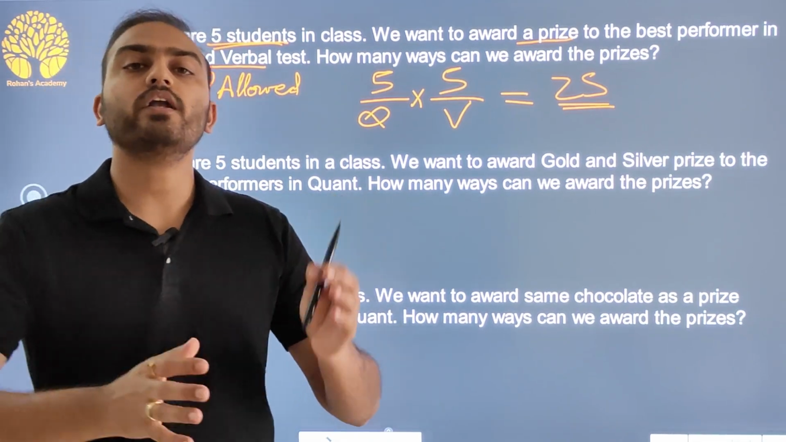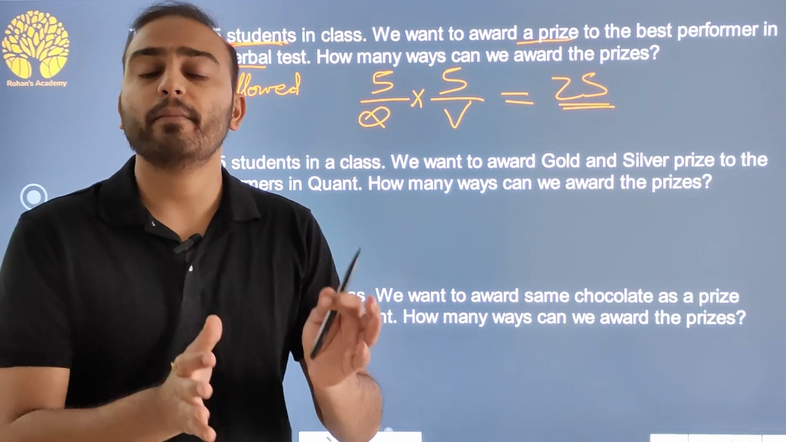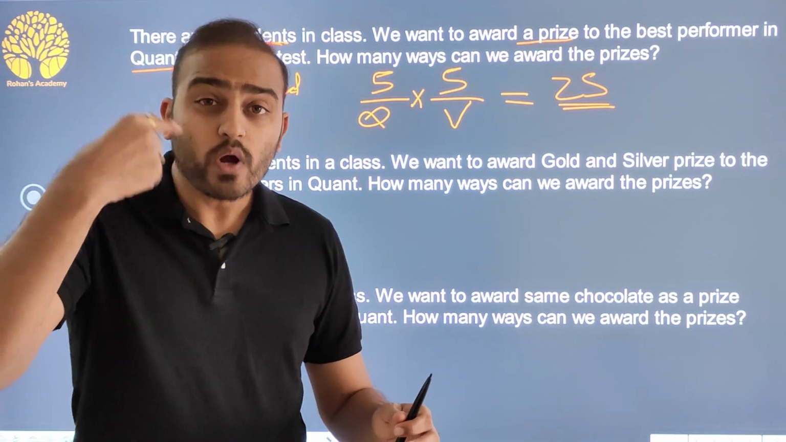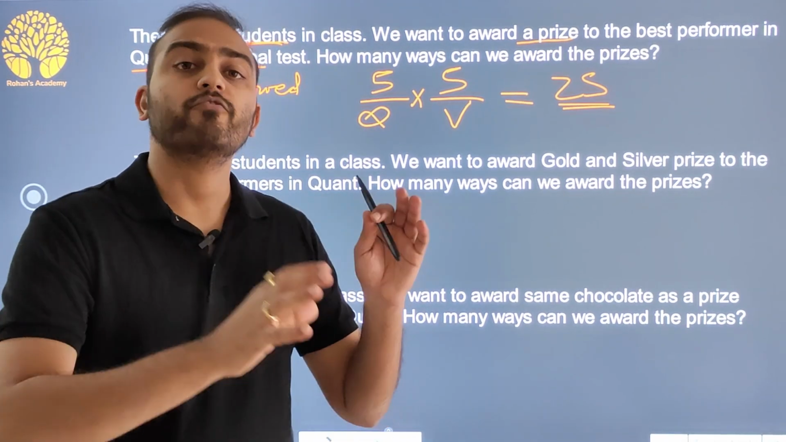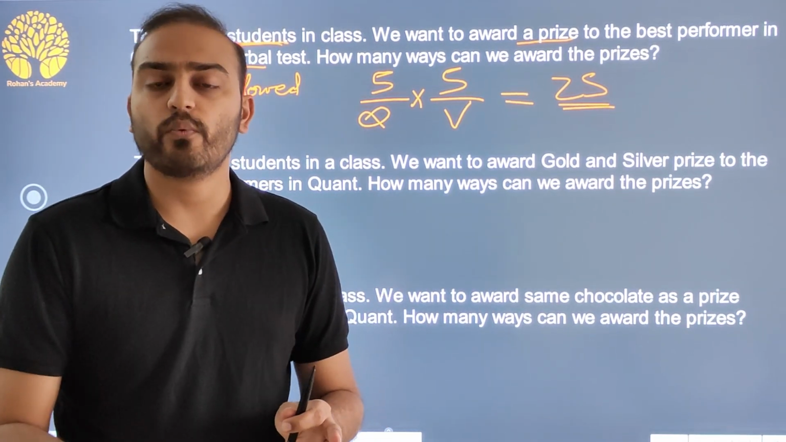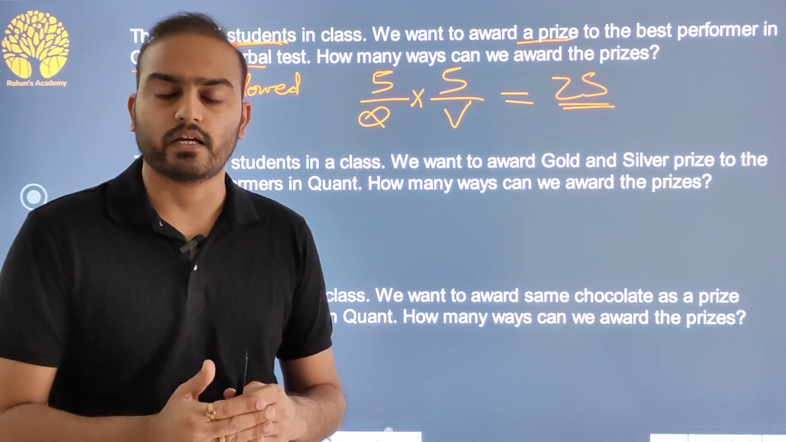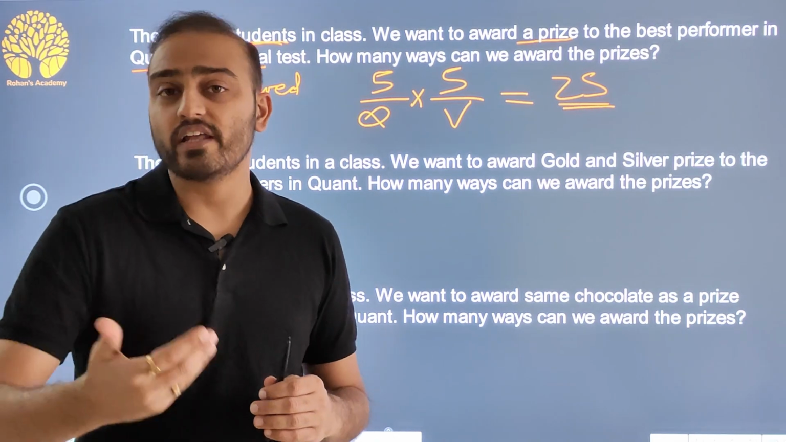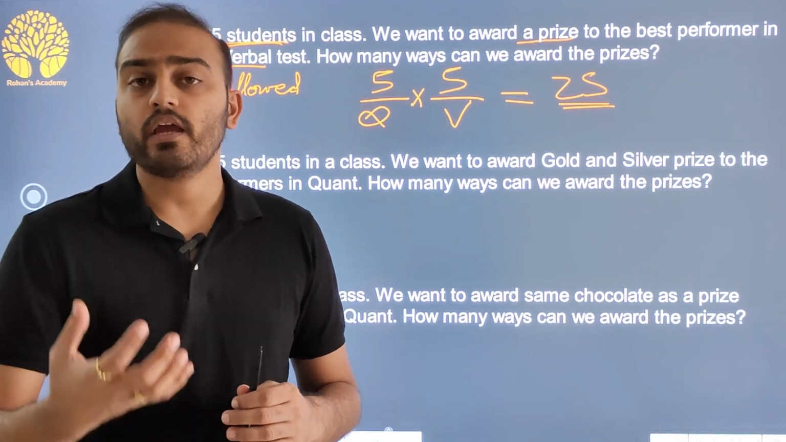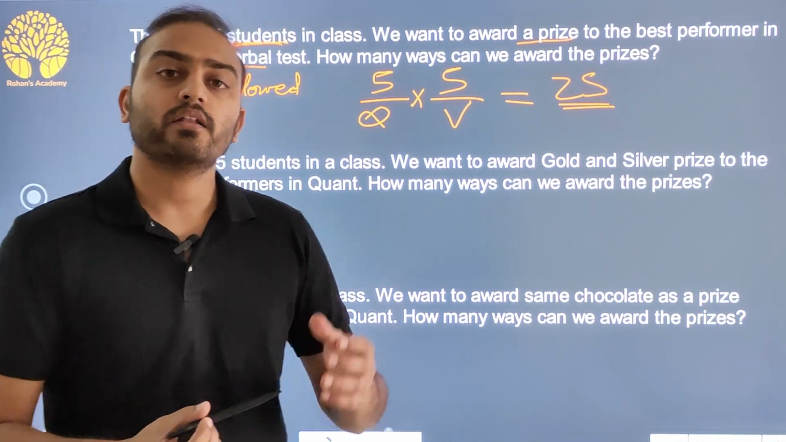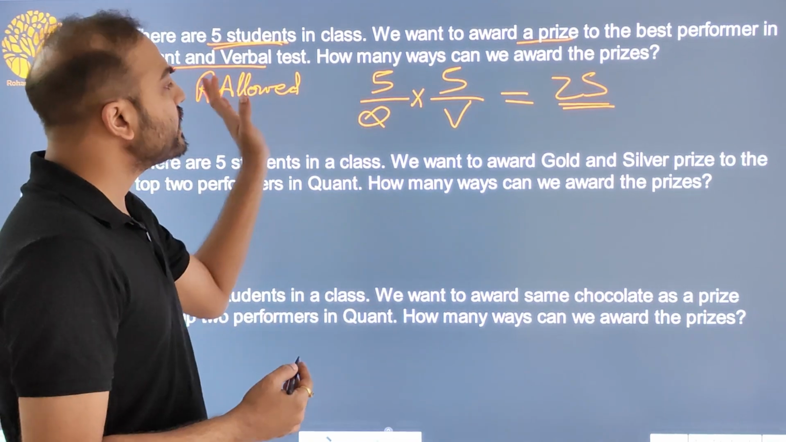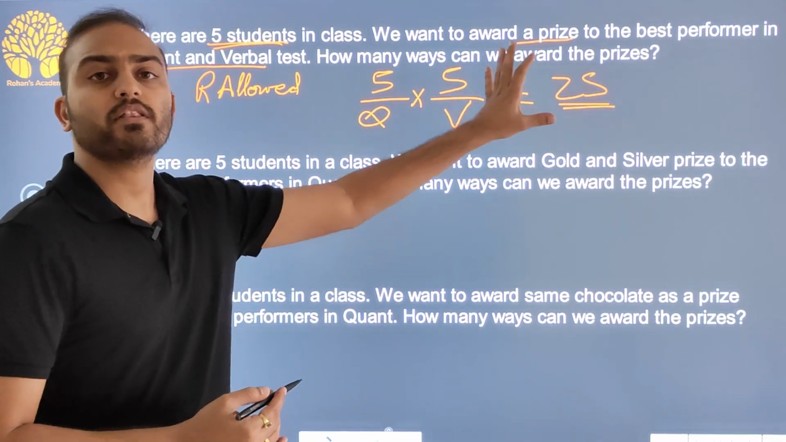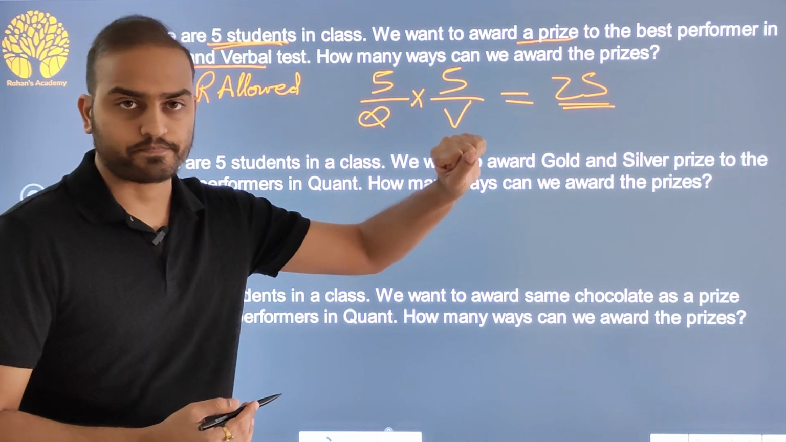The question will not always tell you that repetition is allowed. You have to think. Before you jump into solving the question, just take a step back and think, is repetition allowed? Can the same person or value or variable repeat again and again? If the answer is yes, then you say repetition is allowed. I will directly do counting. I'll apply the method of counting to solve the questions.